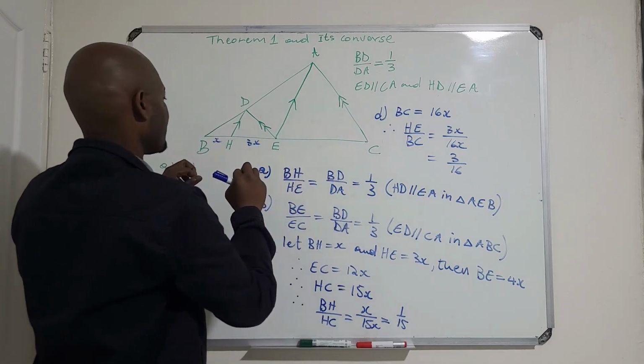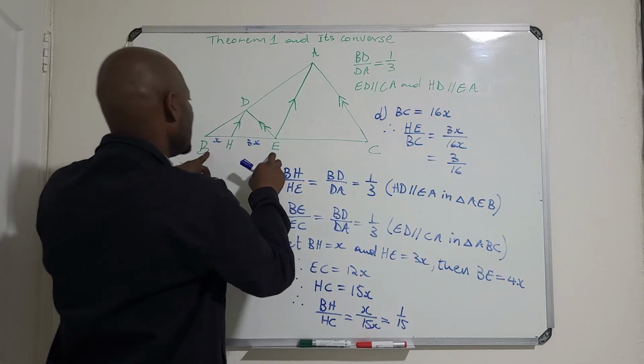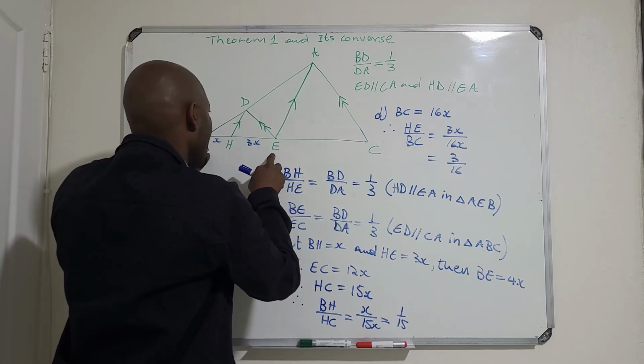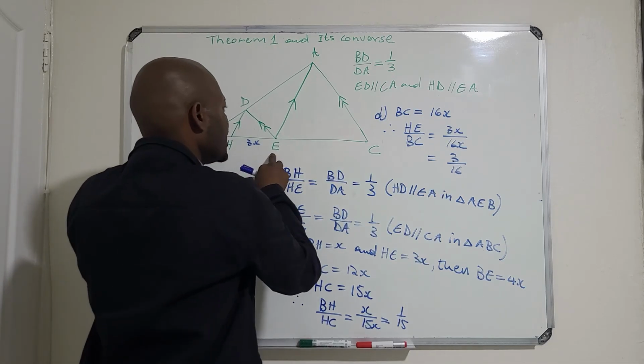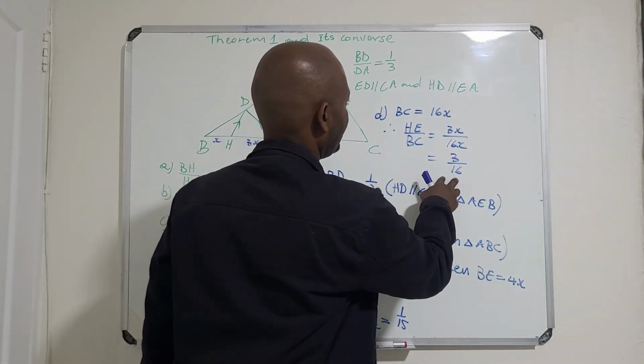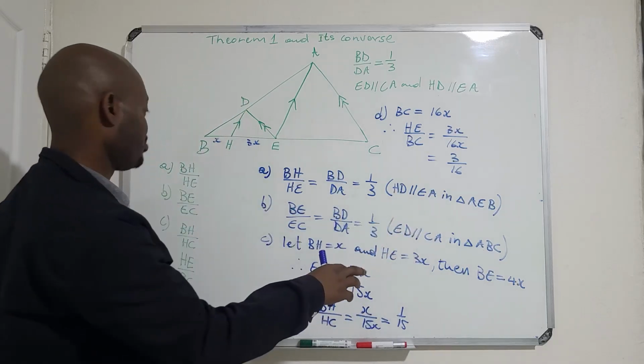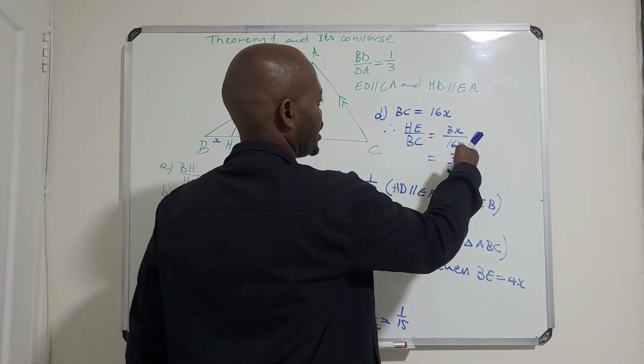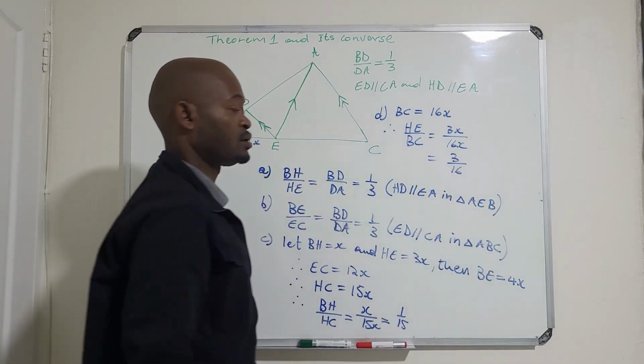So with this one, since we know BE over EC is 1 over 3, therefore, since we know that this is 4x, it means that this is 12x. Therefore, HE over BC is equal to 3 over 16.